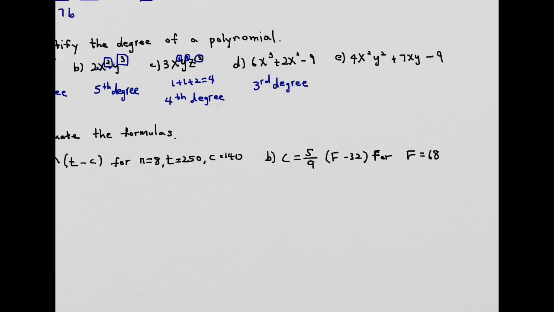What about the next one? Next one, we have 3 terms. Out of 3 terms, it looks like the first term has the highest degree. This is x squared, y squared, so 2 plus 2 is 4th degree.